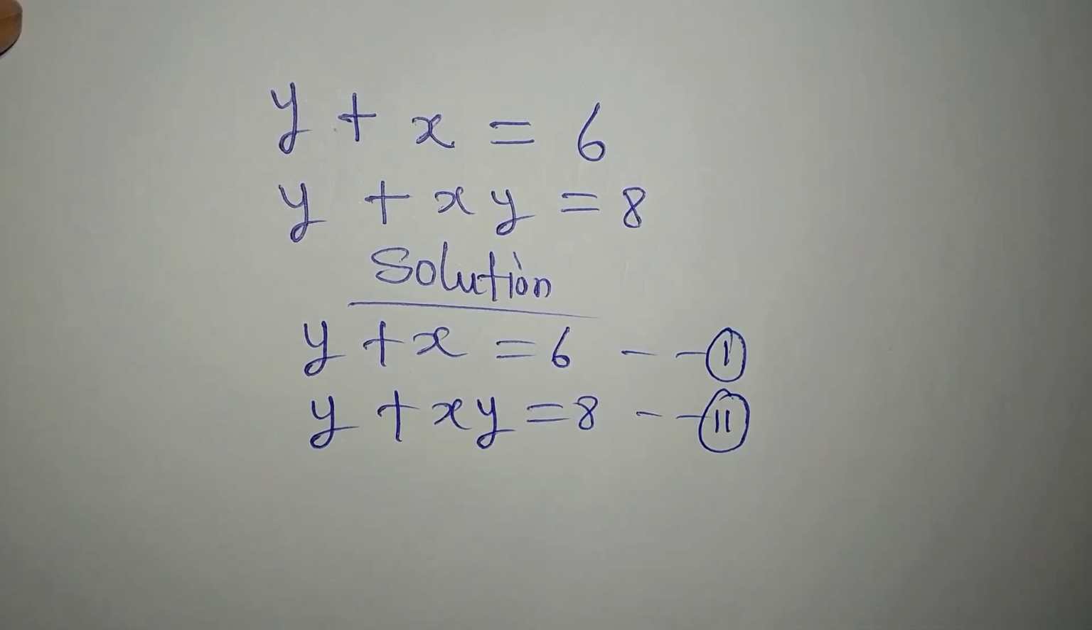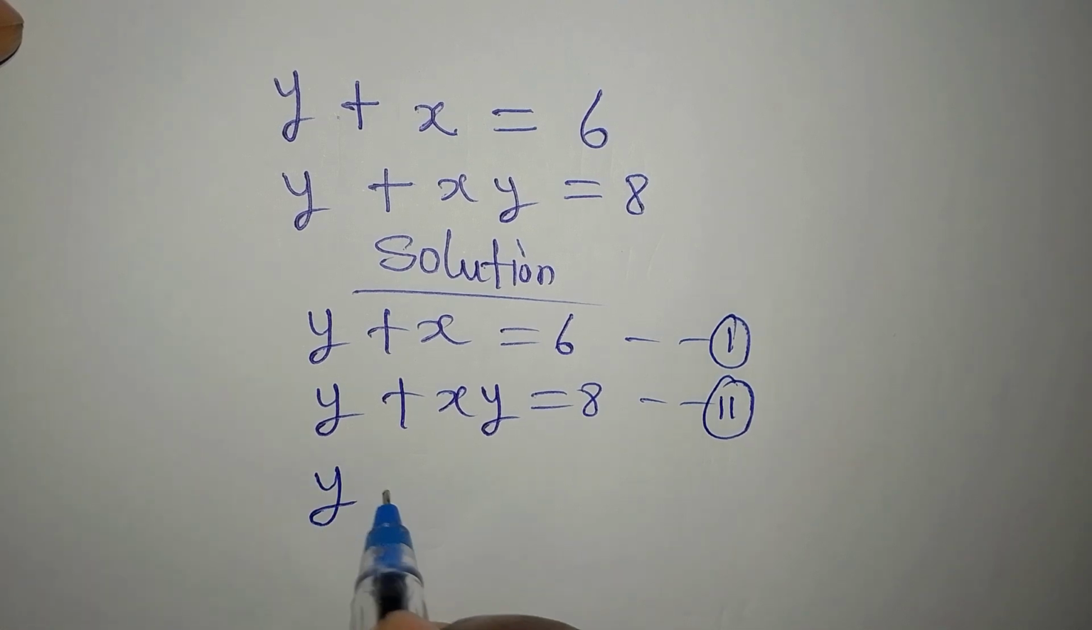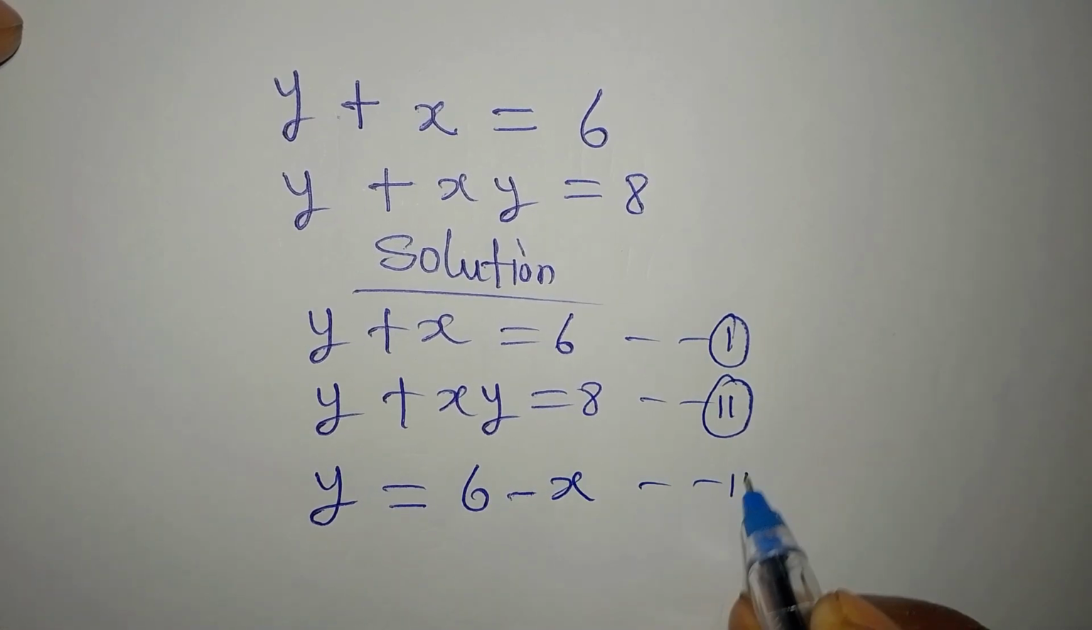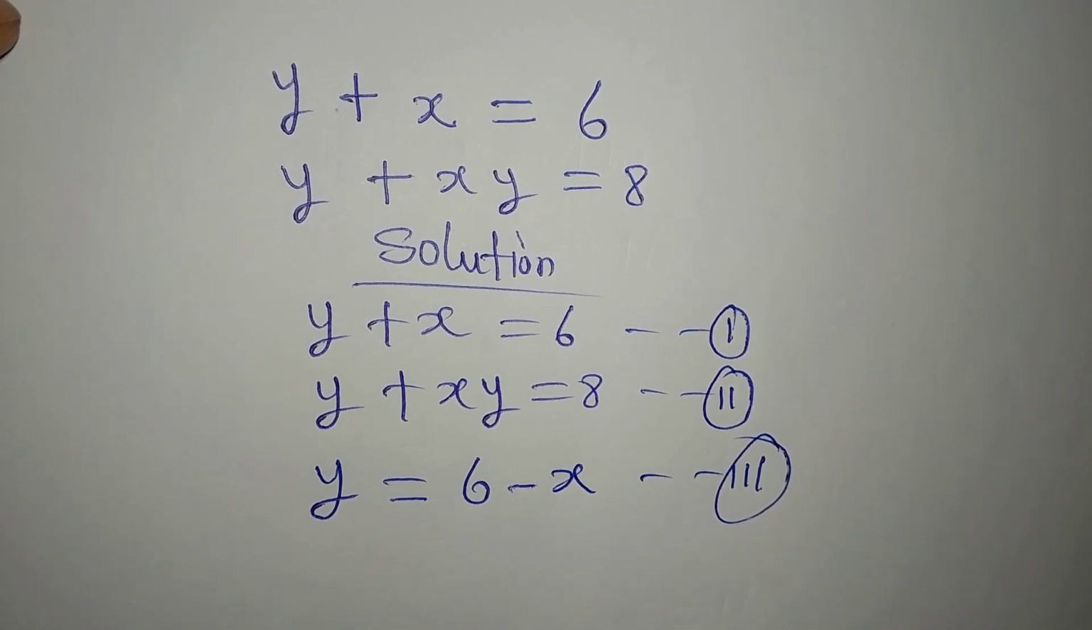Okay, there'll be need for us to get our equation 3 that will be obtained from equation 1. So y in equation 1 is equal to 6 minus x. So we shall use this as our equation 3. And then it is equation 1 that gave birth to equation 3.